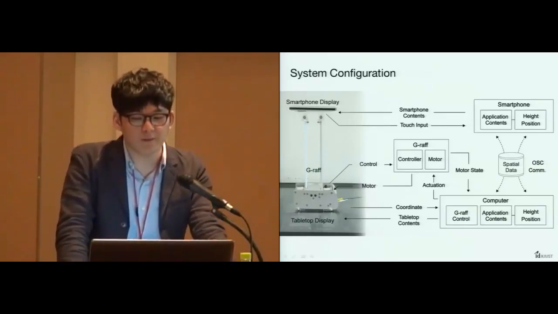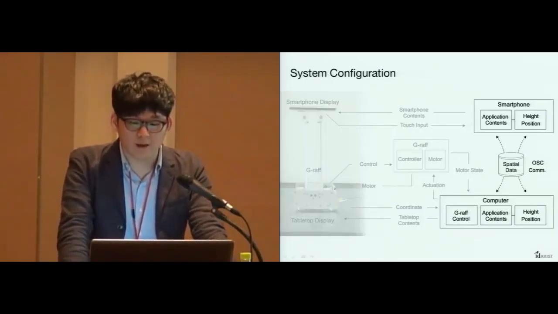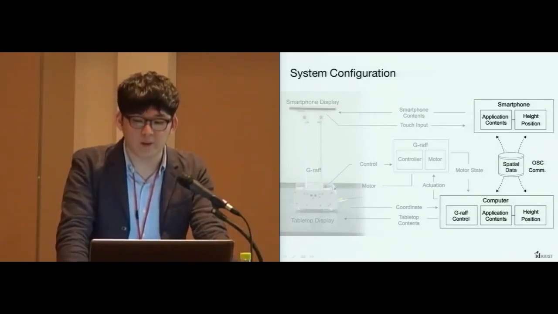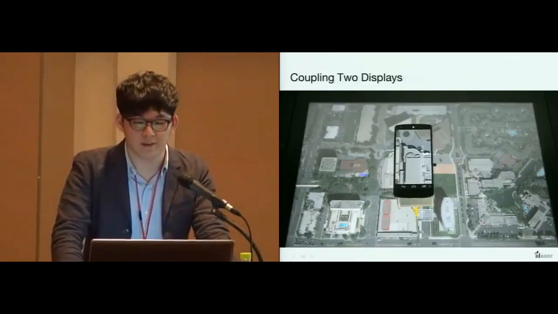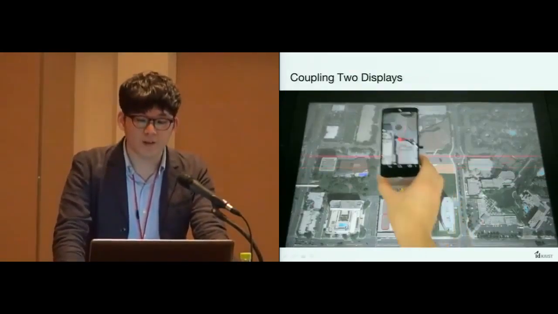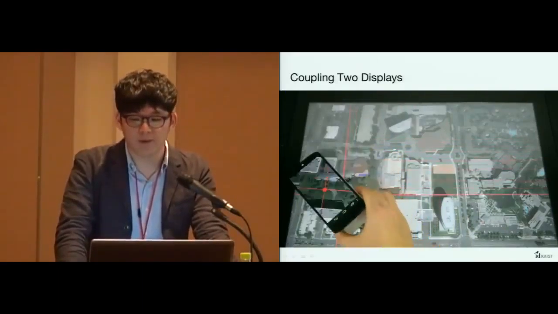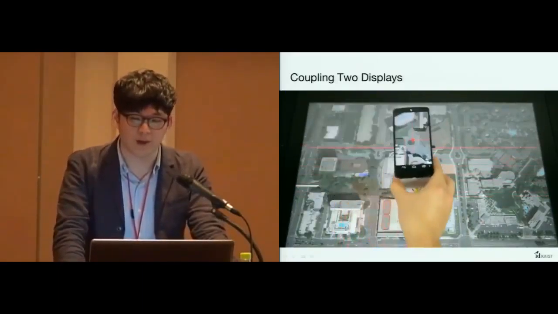This is the system configuration for G-raff. An important part of the G-raff system is supporting simultaneous data exchange between devices. And using the exchanged data, software couples the display contents between the smartphone and the tabletop.